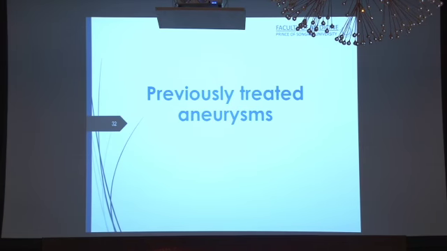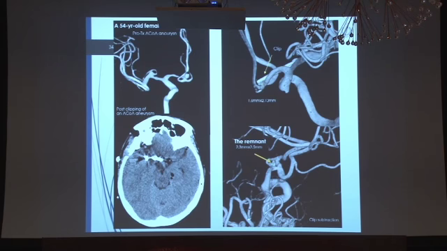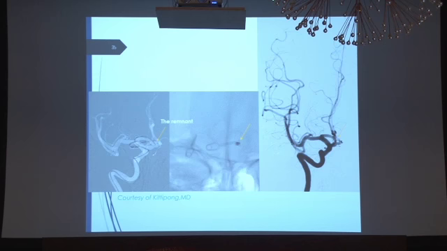So we will talk about previously treated aneurysms. The visualization of a remnant or recurrent portion of the previously treated aneurysms can be obscured by surgical clips or coils, like in this patient with ACOM aneurysm after treatment by surgical clipping. On CT, you can see that a small remnant of the aneurysm is obscured by metallic artifacts from the clip at this region. The 3D angiogram can show the remnant better. However, in this patient, the clip at the ACOM also caused difficulty to set a working projection for additional coiling.